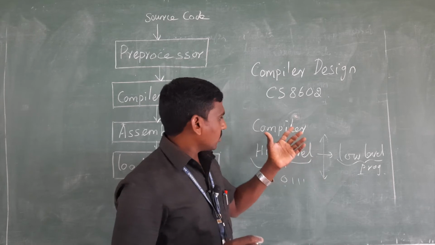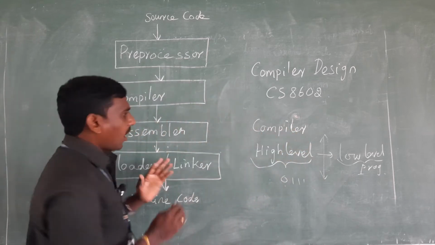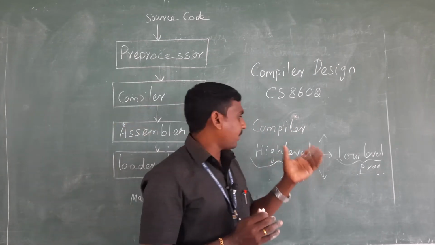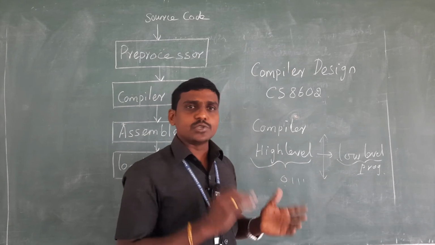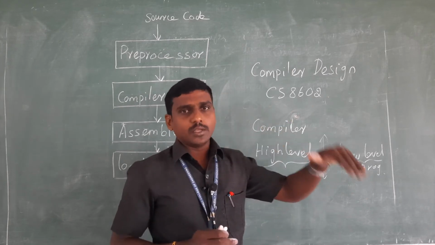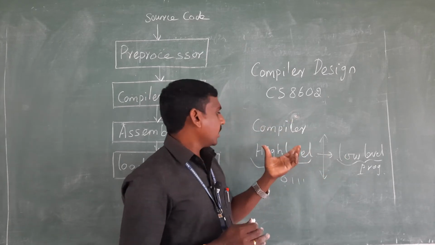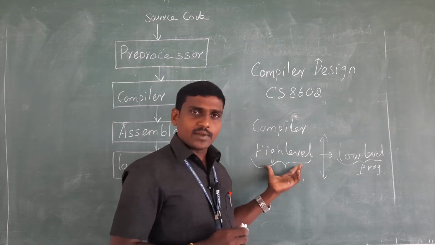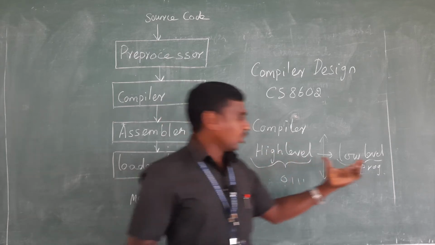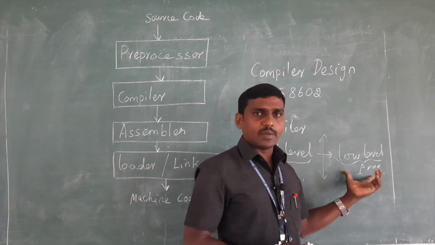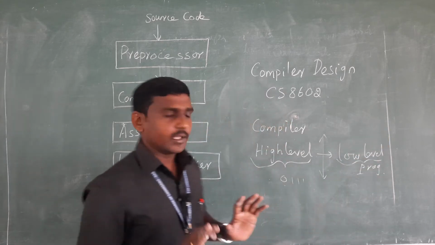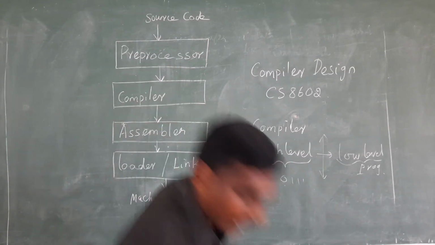Or another definition we can say: a compiler is a tool which is used to convert a source program into a machine program. Source program, high level program or English level program, everything is the same, and low level program or machine level program, that everything is the same. So this is the duty of the compiler.